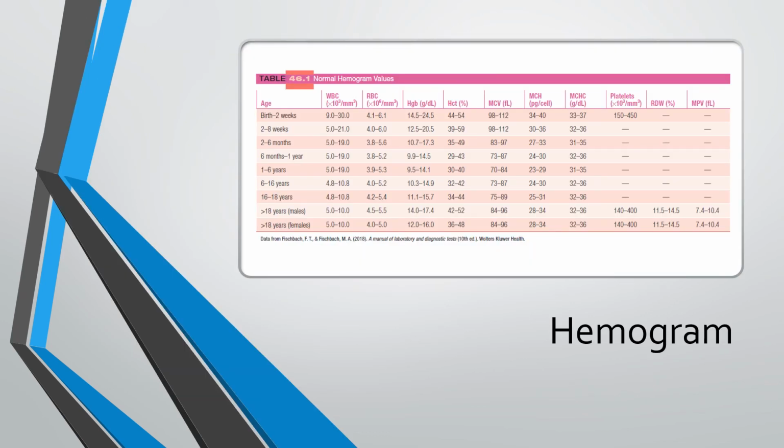So here is our hemogram, and this is in your book. Just make sure you know the breakdown of the normal hemogram values. You can see WBCs, RBCs, hemoglobin, hematocrit, and platelets. They're all important here. Platelets don't really vary much with age, so you will be looking at these labs very frequently and consistently. So I would just make sure you're familiar with them.